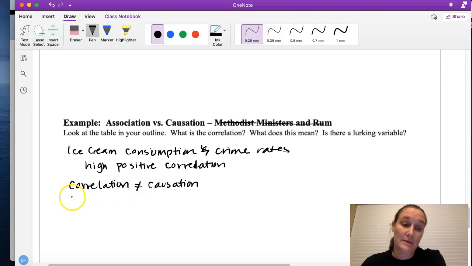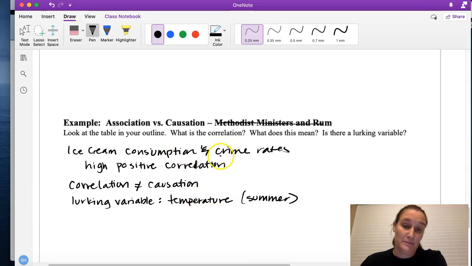What is happening here is there is actually a lurking variable that causes both things to go up. So think for a little bit, what causes ice cream consumption to go up, and what also might cause, well, maybe it doesn't cause it, but what also might be related to crime rates? It is the temperature. It's the summer, right? In the summer, ice cream consumption goes up because it's hot. I'm going to say summer.